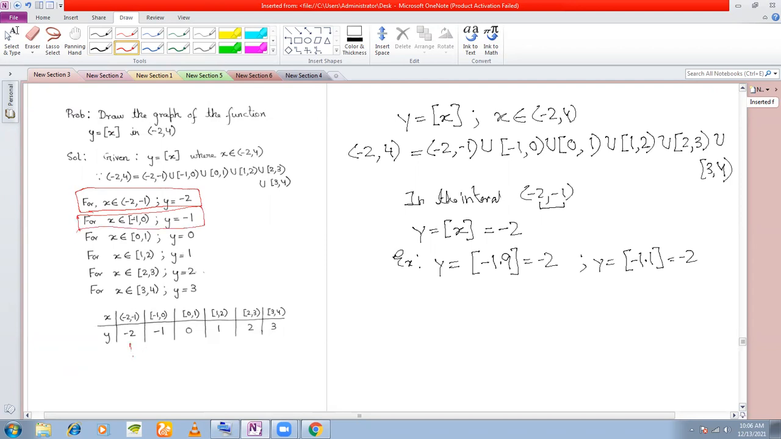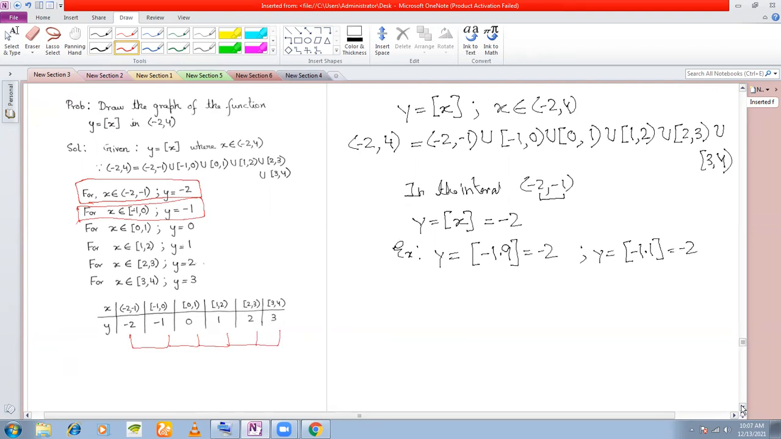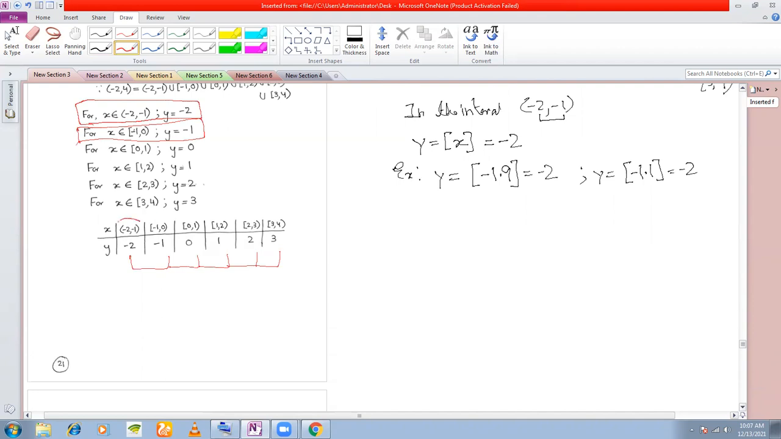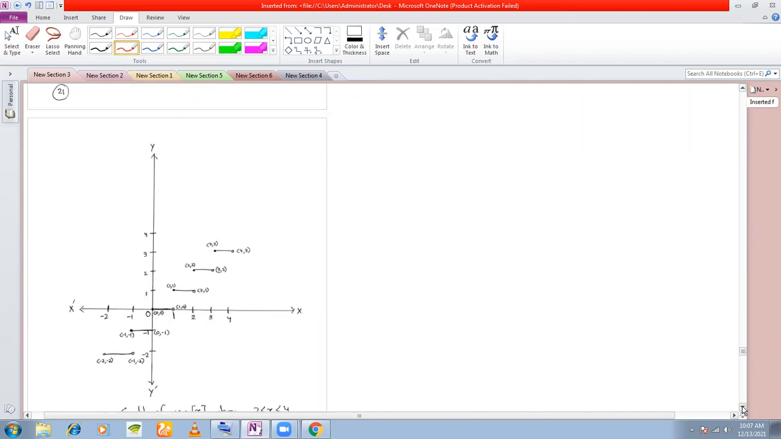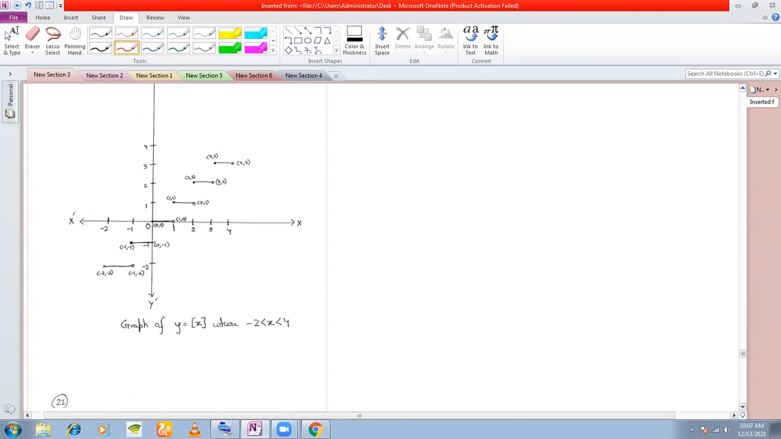So I have got 6 points here, right? But for x, I have taken the values in intervals. Why? Because any value of x between minus 2 and minus 1 is going to give you minus 2. So if I draw the graph here for minus 2, minus 1, any value that I take between minus 2 and minus 1, what is the value of y I'm getting? Equal to minus 2. So any value that I take in this interval, I'm going to take y is equal to minus 2. Therefore, all these points I have taken and I have joined them.